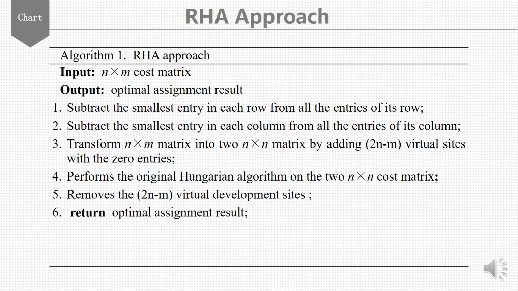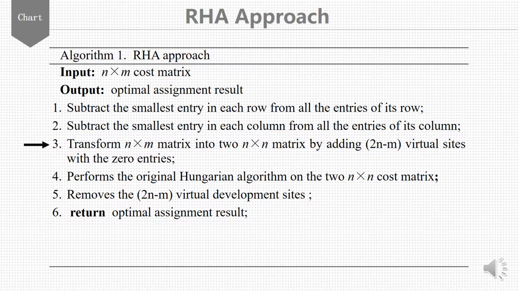Algorithm 1 presents the procedure code of our proposed RHA method. We first subtract the smallest entry in each row from all the entries of each row, and then we subtract the smallest entry in each column from all the entries of each column. At this moment, each row and each column has at least one zero in the cost matrix.